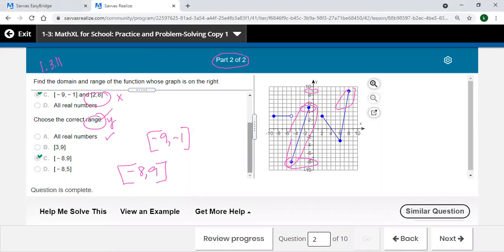Interval notation, parentheses, open dots. So if you have a parenthesis, that corresponds to an open dot. Square is filled in or continuous. And that's what you need for that problem.